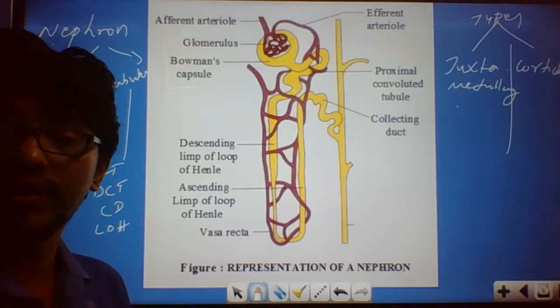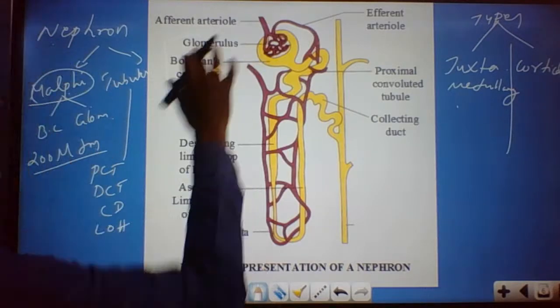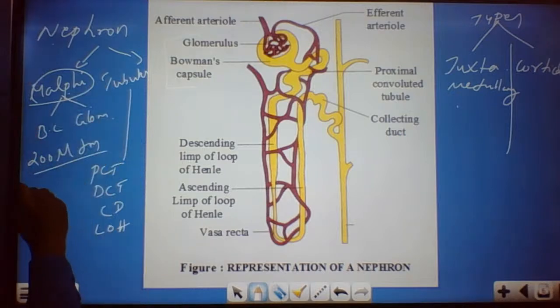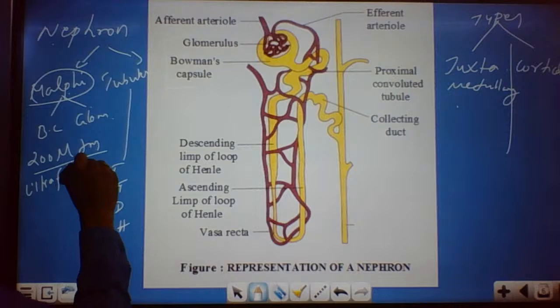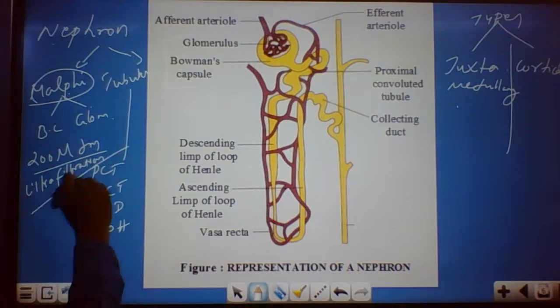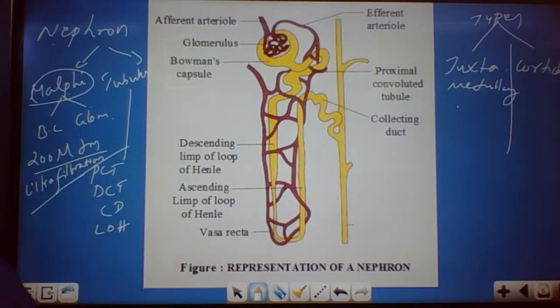Ultra filtration is a very important role of this Malpighian body. The Malpighian body plays a very important role in ultra filtration, or we call it glomerular filtration. So ultra filtration or glomerular filtration is the important function of the Malpighian body.